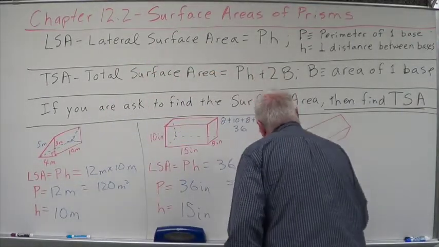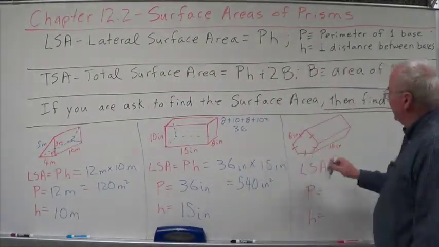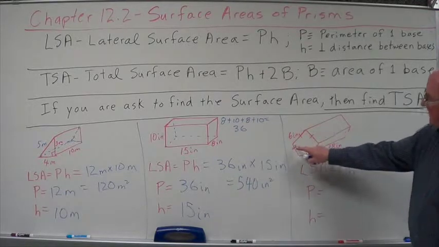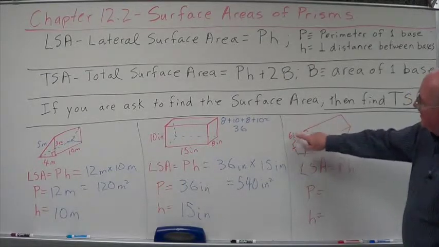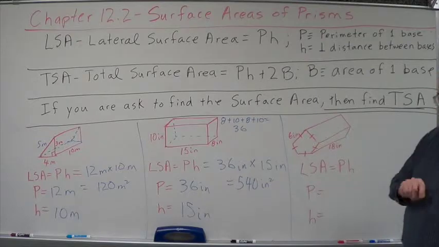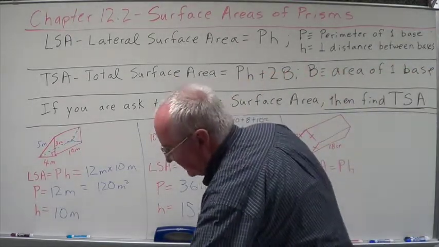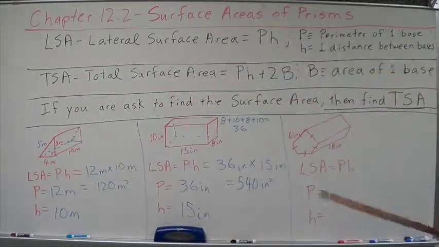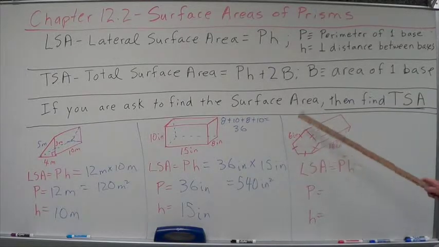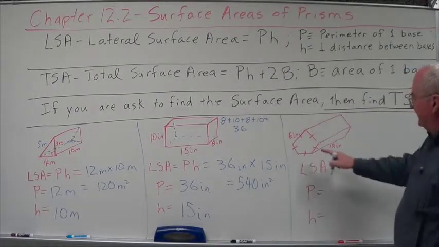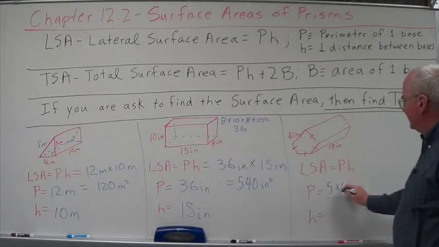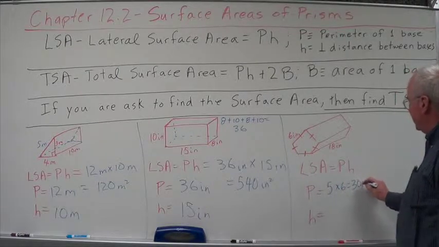Okay, now let's do this last one. We've got pentagons on both ends, 1, 2, 3, 4, 5, and with the markings, not the way it's drawn, it's telling us that that's a regular pentagon with each side equaling 6 inches. Each side equals 6 inches. How many sides do we have? We have 5. So what's the total perimeter of that pentagon? That's 5 times 6 equals 30 inches.